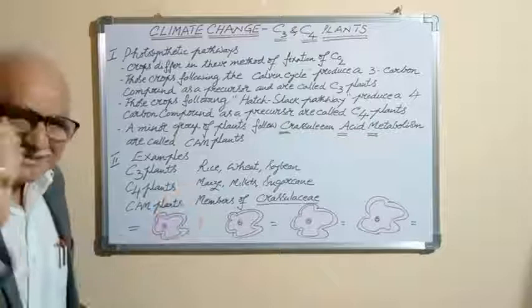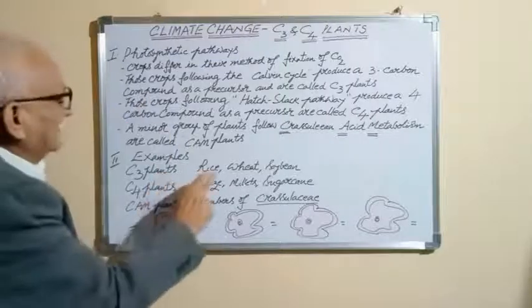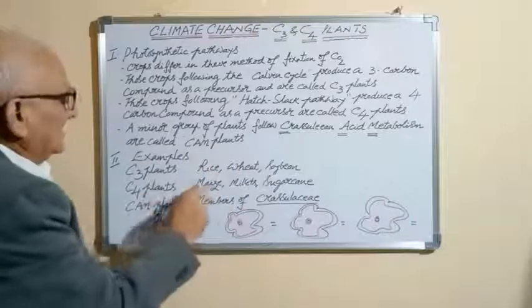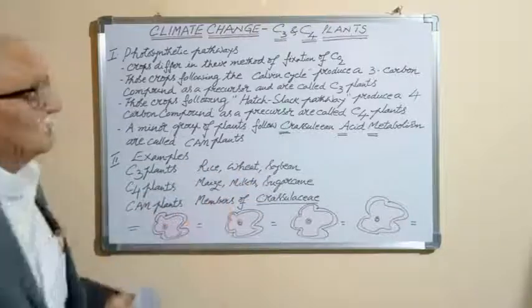Now, what are the examples of C3 plants, C4 plants and CAM plants? C3 plants are rice, wheat, soybean. C4 are maize, millet, sugarcane. CAM plants are members of Crassulaceae.